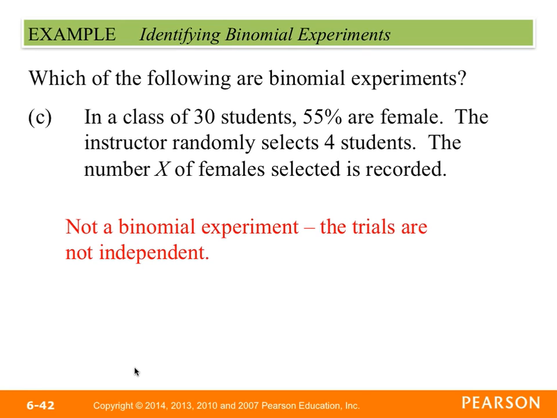So then when I go to select another, our probability changes of getting a female, because we've already selected one of the females out of our 30 students. So every time I pick a new person out, I'm affecting the probability. So the trials are not actually independent.